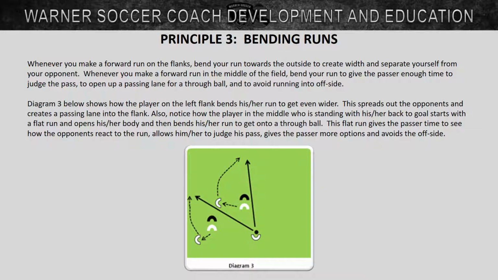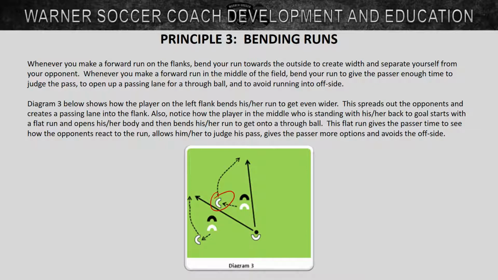The third area we're going to discuss is bending runs. This is going to be a recurring theme throughout this discussion as we talk about passing angles. With the straight pass, again, we have an attacker who is marked facing away from goal. So as they receive, they have limited options. The options they do have are backwards.